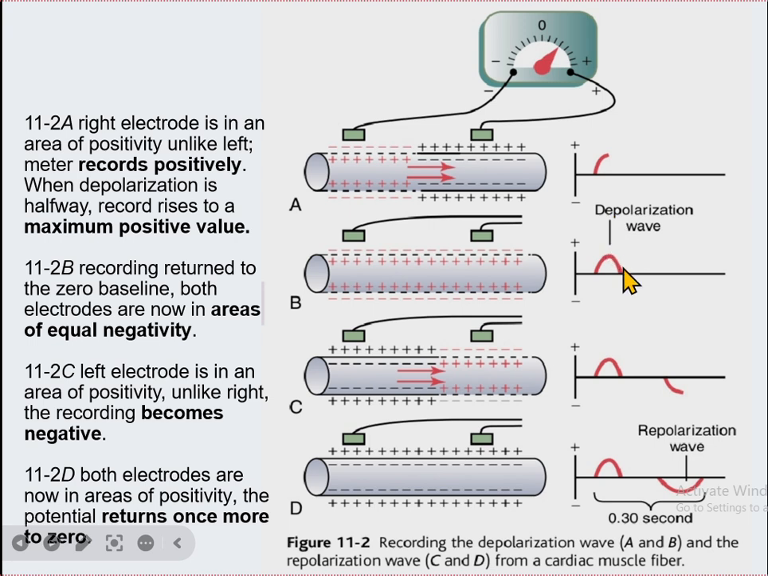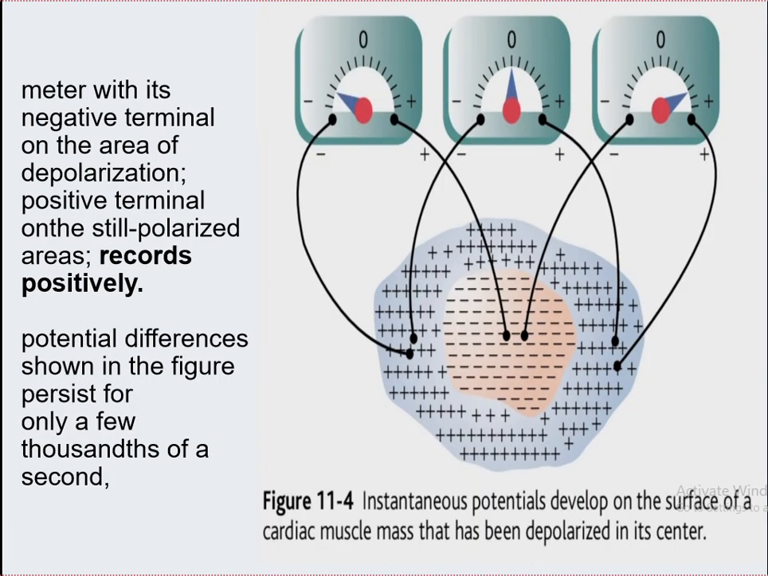Then it goes back to 0 because now the charges are equal. Then the repolarizing wave has started here. Since it is going towards the positive, remember this is positive, this is negative, it is downward going. When half of the rod is polarized, the wave is at its maximum point. As it tends towards the terminal, it then goes back to the 0 baseline when both areas have equal charges.